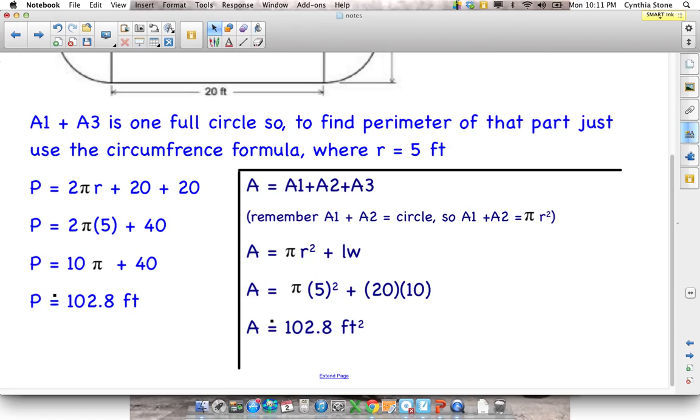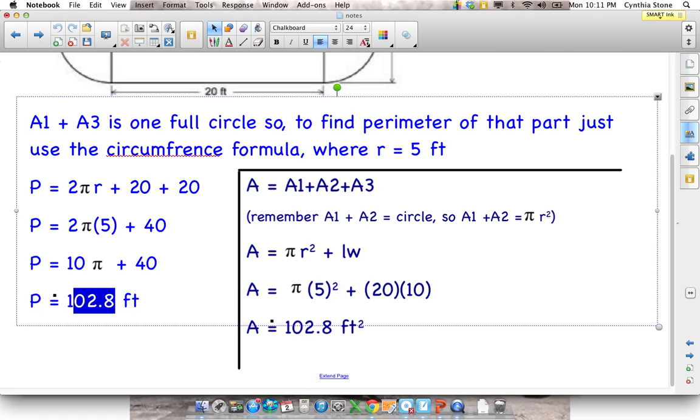Yep, this one's wrong, I can tell. I'll fix this one. As soon as you plug in pi and you end up having to round, this dot refers to approximately equal, okay? It's not exactly equal, it's approximately equal.